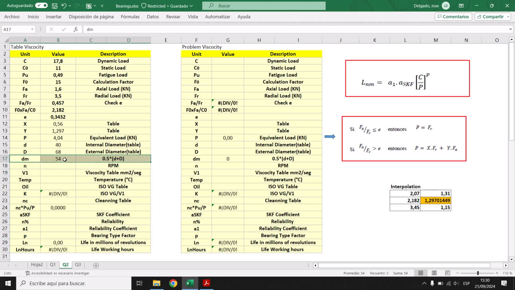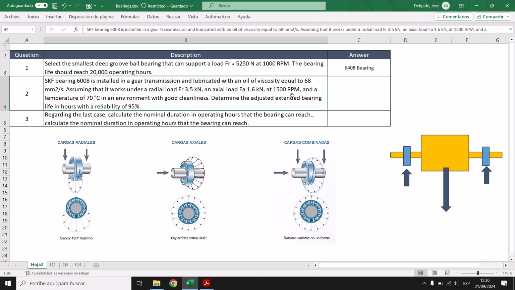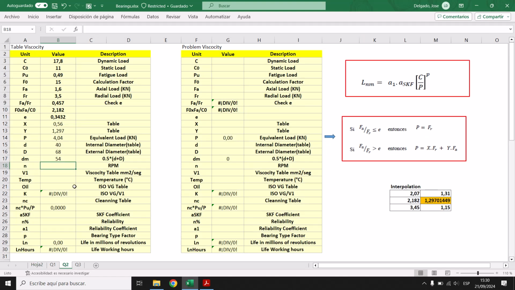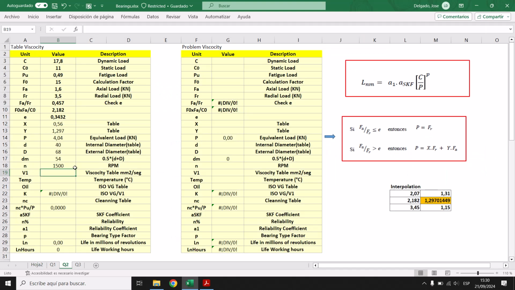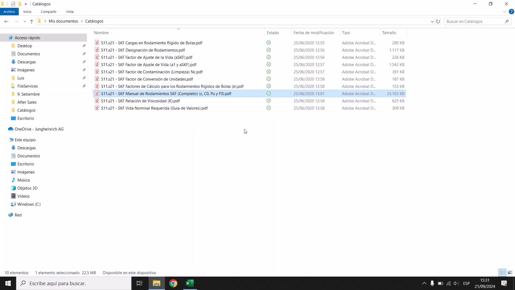So this is our value that we're going to have for more. We're going to need that. This is just 0.5 multiplied by the sum of these. This is the medium diameter, maybe. Let's call it that way. RPM. This is the information: 1500 RPM. For this case, let's check viscosity. I know we have this information here, but I'm going to explain how to select it if you don't know. So we're going to need this part.